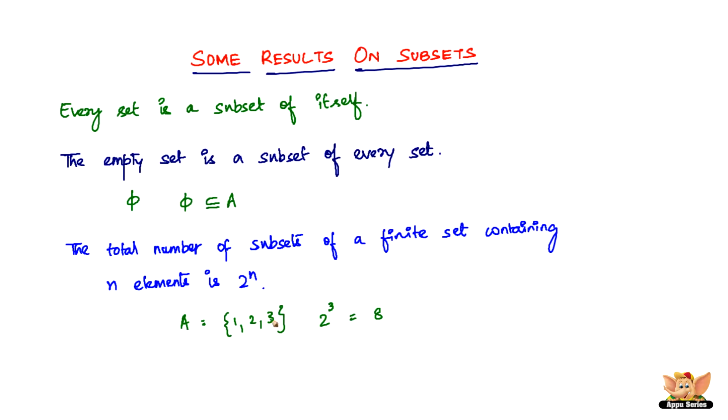It's just a matter of shuffling them and writing it. Say, for example, a subset of A, B can be just {1}, C can be simply {2}, D can be simply {3}, and E can be simply {1, 2}, and so on. So all these are subsets of A, and there are 8 such subsets. So this result is going to be useful if there's a question like, how many subsets does this set have? All you have to do is count the number of elements in that set, and then write 2 to the power of that number, and whatever answer you get is the number of subsets that set has.